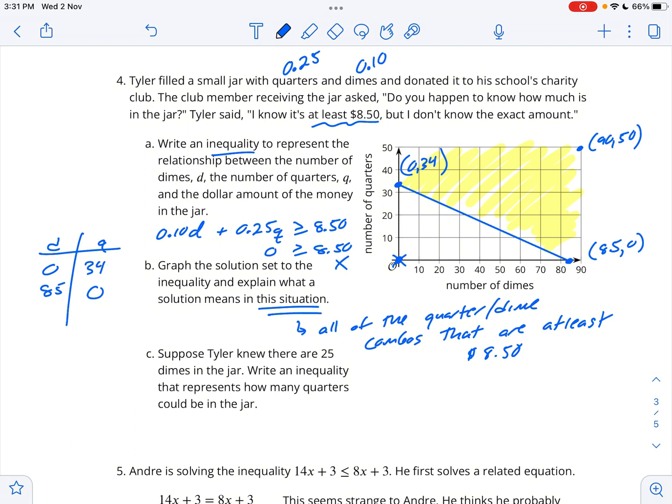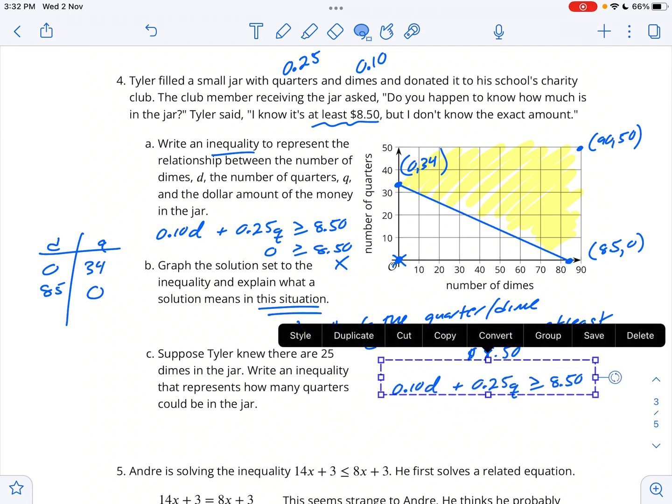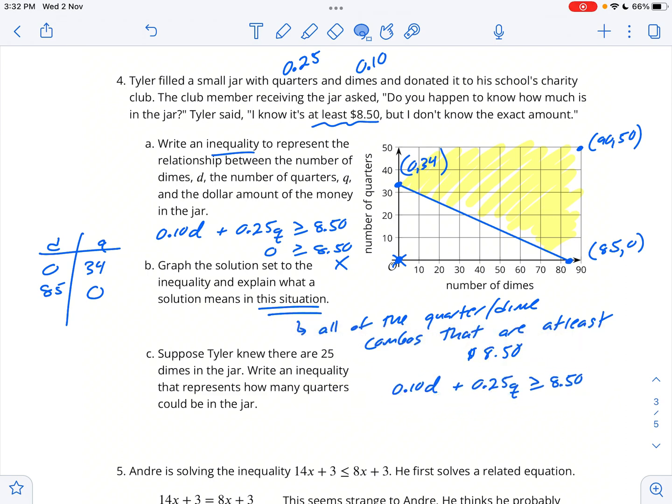Part C says, suppose Tyler knew there are 25 dimes in the jar. Write an inequality that represents how many quarters are in the jar. Okay, so that means I'm going to take this inequality that I've got right up here. I'm going to copy that, move it down here. But now instead of 0.1D, I can substitute 25 in for D. So I can substitute that right in here. And when I do that, 0.1 times 25 is going to give me 2.5. So I'm just going to erase this first one and replace it with 2.5.